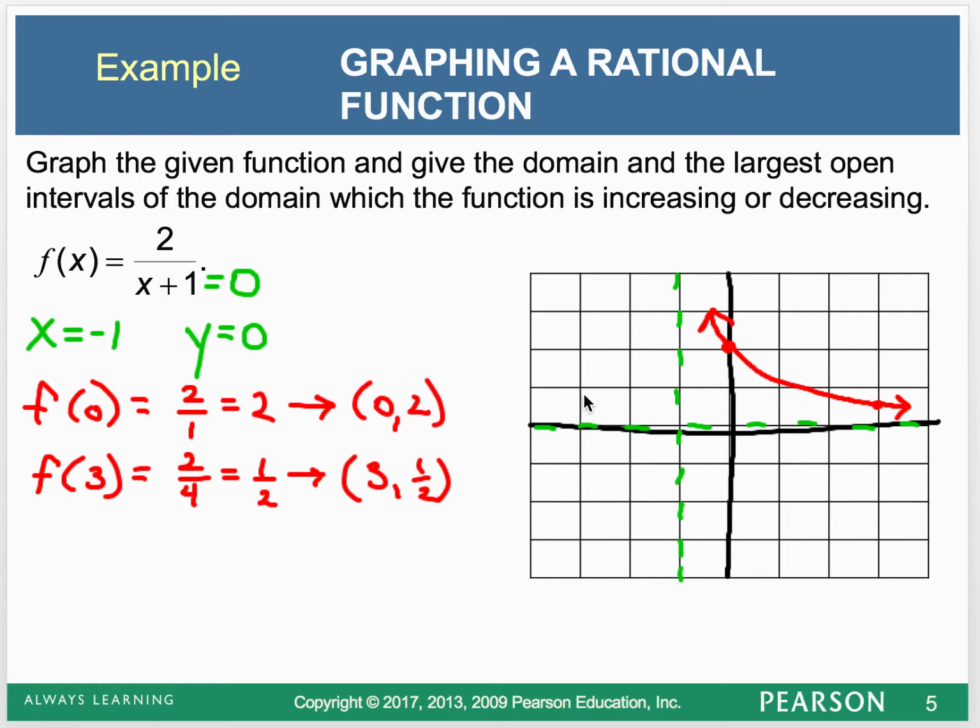Now all I need to know is over here, is it a curve here or here? So let's plug in f of -2, just somewhere in that interval. So 2 over -2 plus 1 is -1. So now I have the point (-2, -1), all right? And now I've got a very good approximation of what's happening.